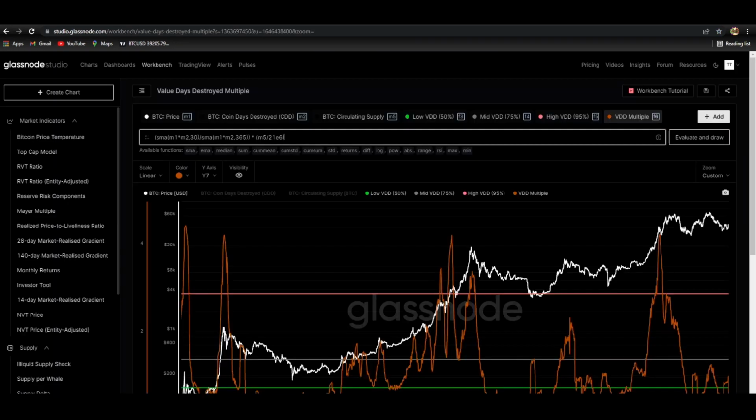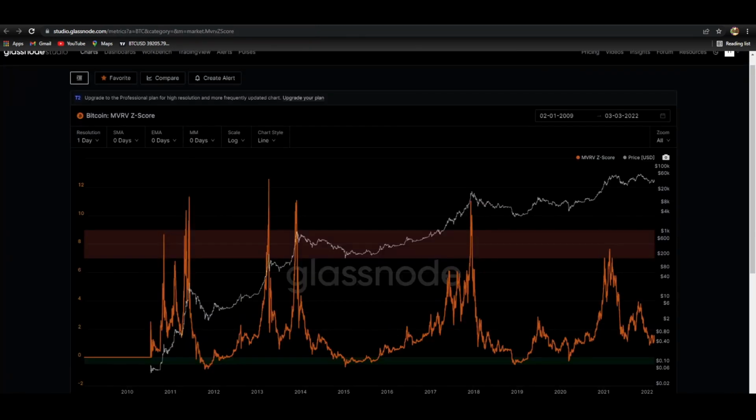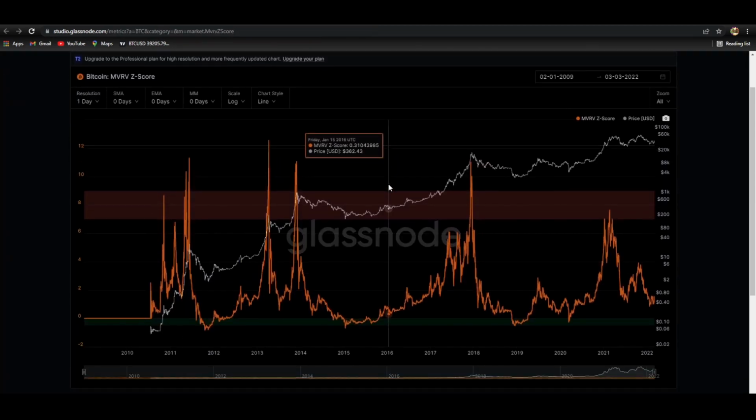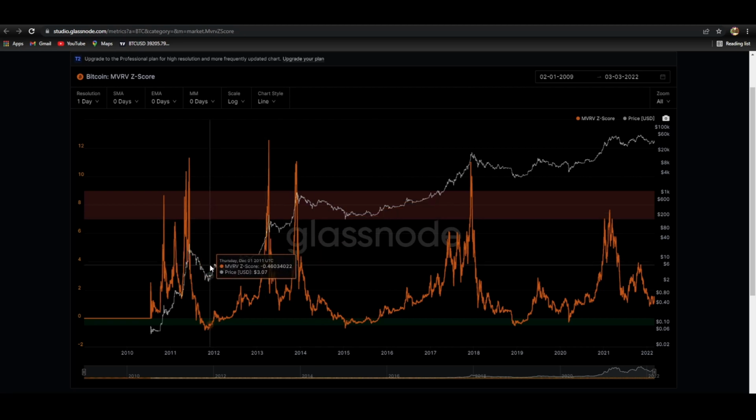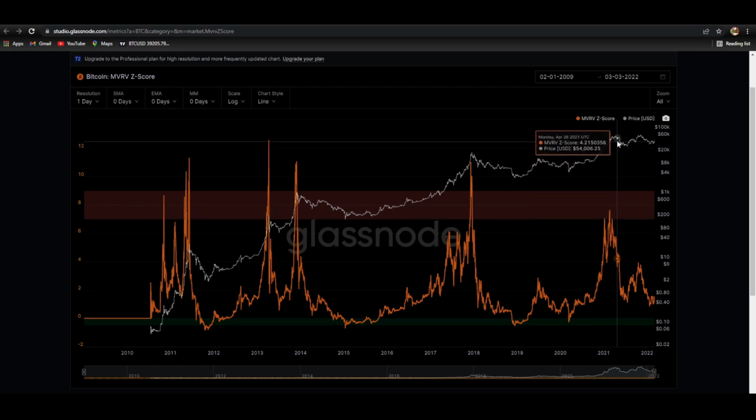All right, going into the MVRVZ score on Glassnode. This is not the MVRVZ. There we go. This chart right here, this is a good metric of letting you know when Bitcoin is undervalued or overvalued. The green region being your undervalued portion, your red being your overvalued portion. You can see that when we made this all-time high right in there, that's when we hit the overvalued regions. You can see that down here, we still have not hit the undervalued portion of this indicator.